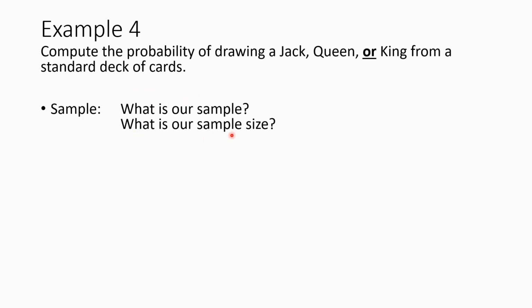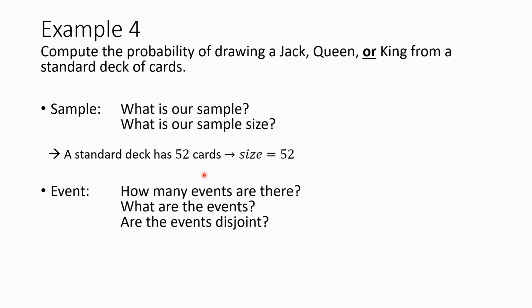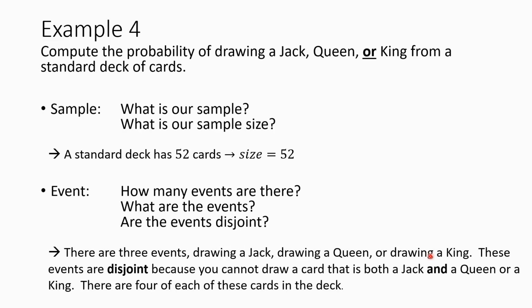Since we are drawing from a full deck of cards, our sample space size is 52, right? Our sample is all of those different cards. There's 52 of them, so the sample size is 52 here. Our next step is to determine the number of favorable outcomes, meaning we draw a Jack, a Queen, or a King. So we need to think about how many events there are, what the events are, and whether the events are disjoint. There are 4 Jacks, 4 Queens, and 4 Kings in the deck, okay?